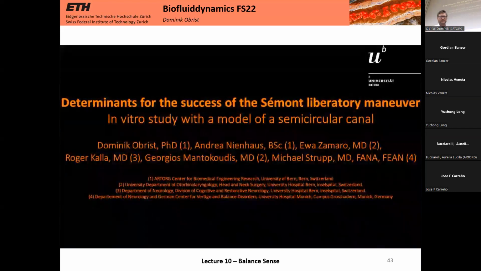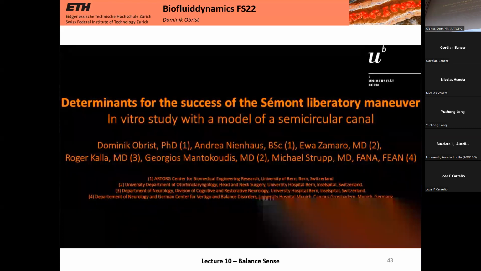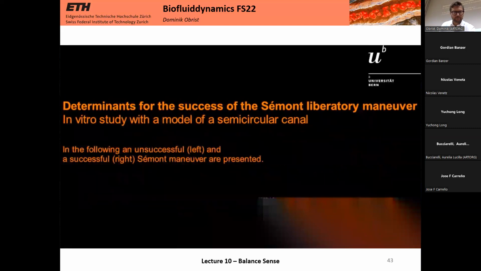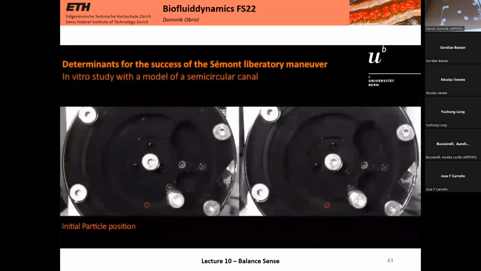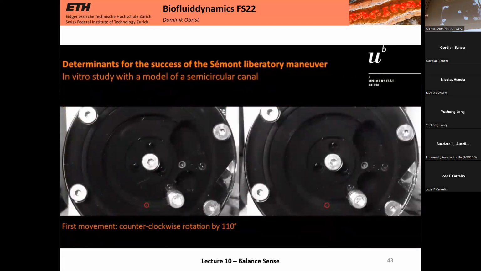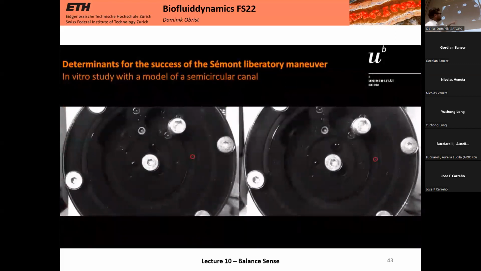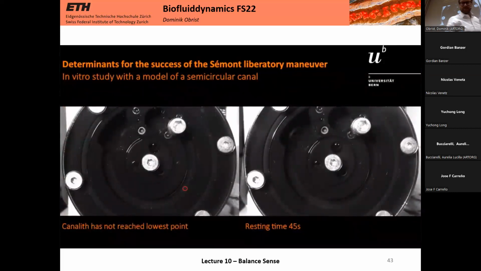Essentially what we did is we changed the sequence, like the duration of waiting time. On the left and right, you see the same maneuver, except that in one we wait for a long time between two movements, and in the other we wait less. So the first movement is on one ear to the left, okay? And the particles, well, I hope you can see anything here.